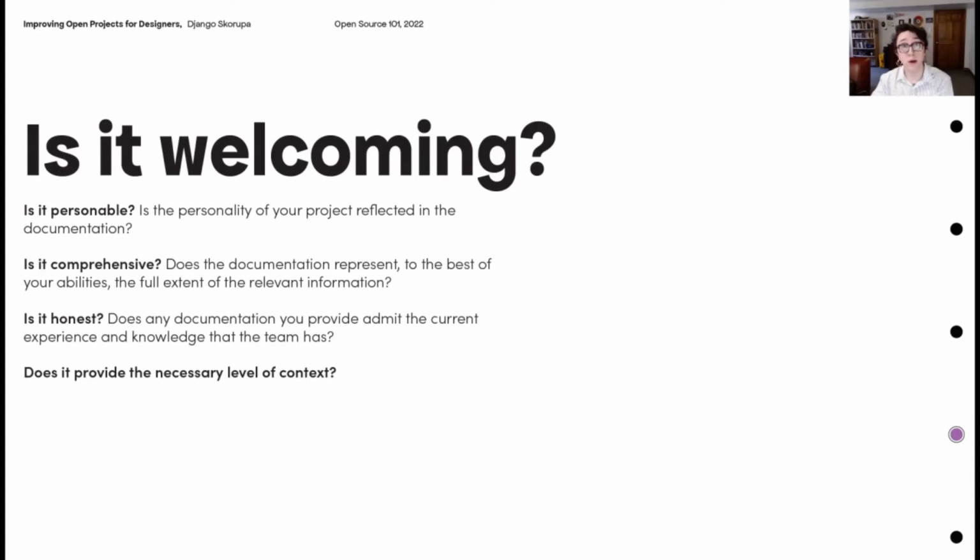We talked earlier about micromanagement being the result of misunderstood scope. Well, micromanagement can also be the result of ununderstood scope. If there's not enough information presented for me to understand the scope, I will require more micromanagement. And is it honest? Does any documentation that you provide admit your current experience and knowledge that your team has? If you don't know something, say it.